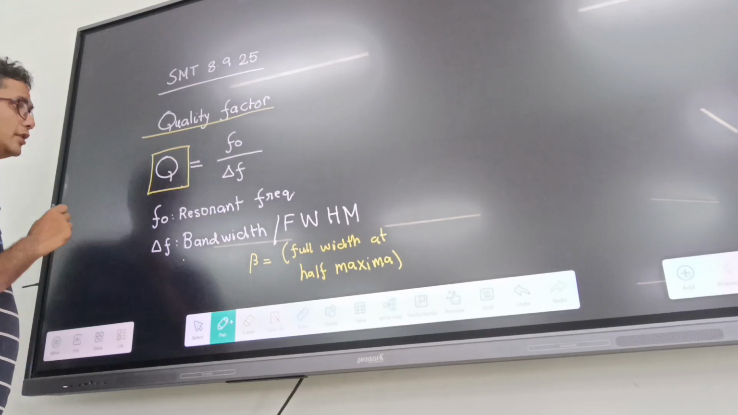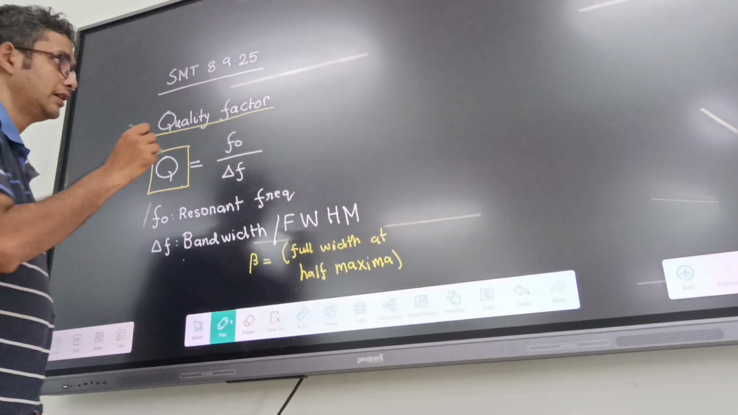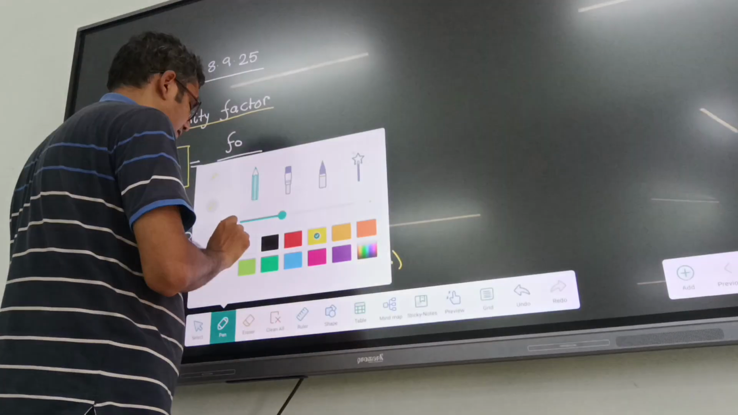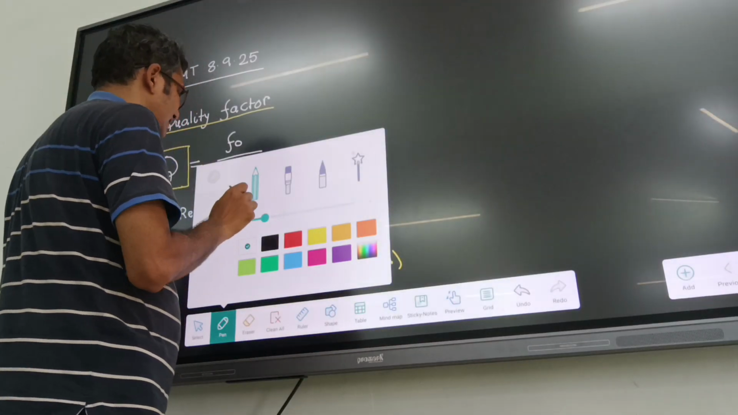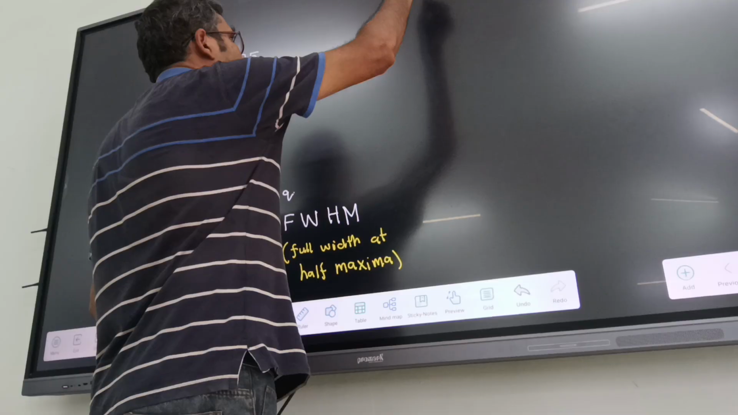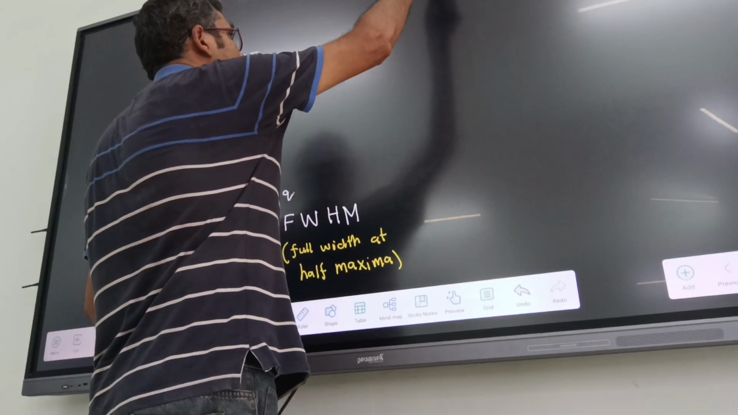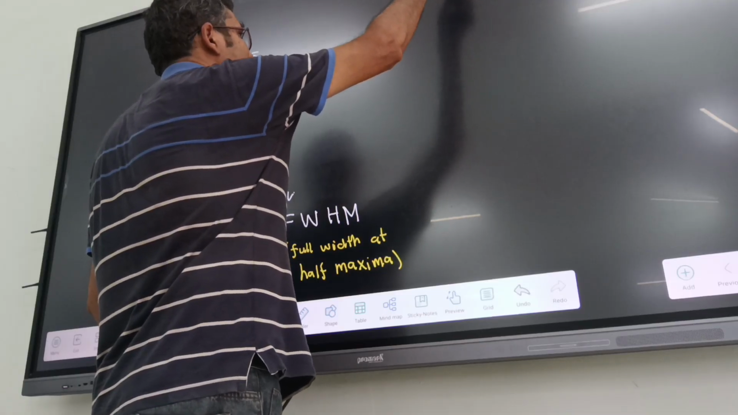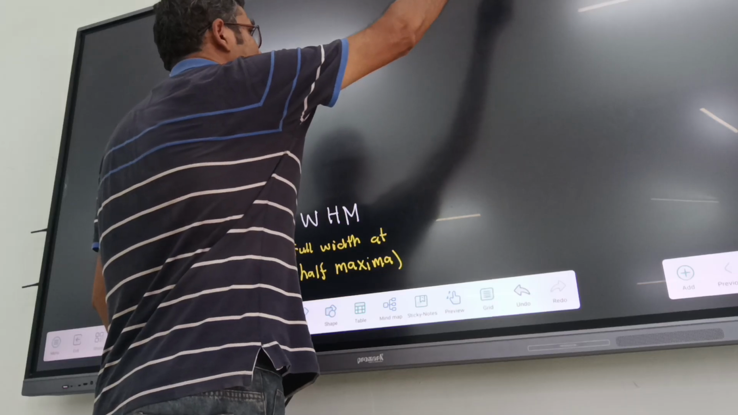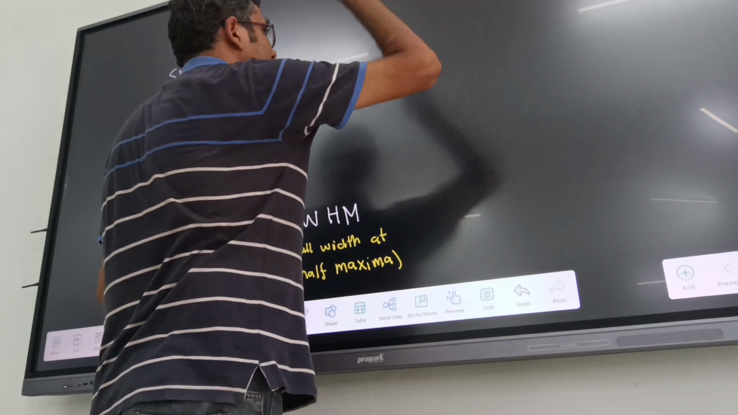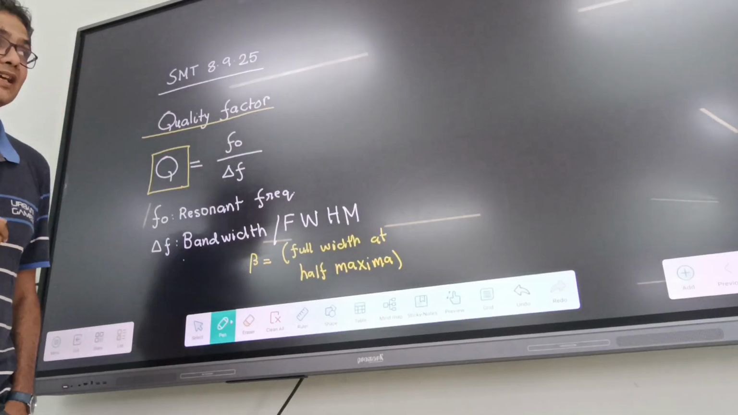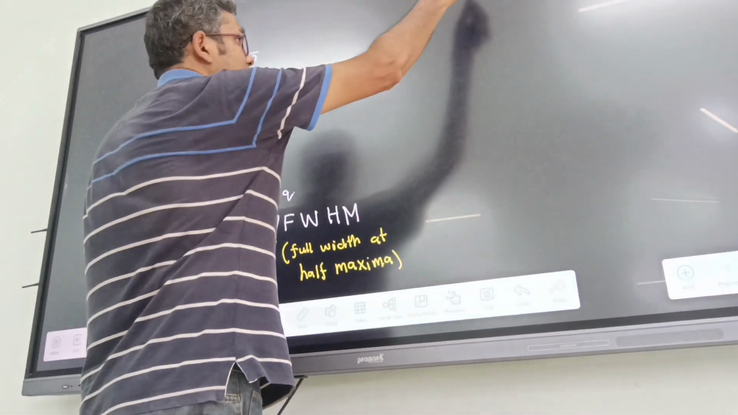Right, because the higher the quality factor, a high Q value implies that the sensitivity is also very high. S is the sensitivity.